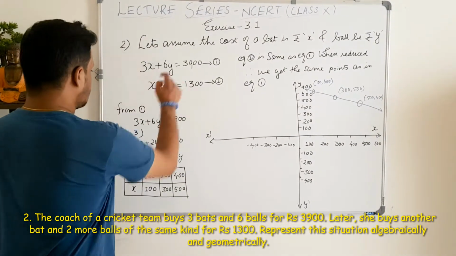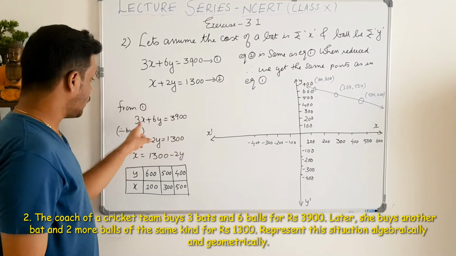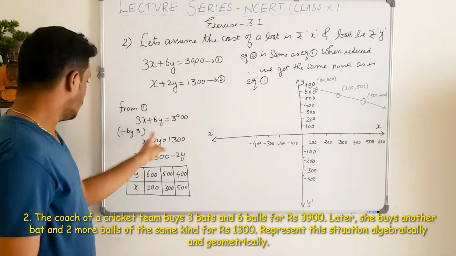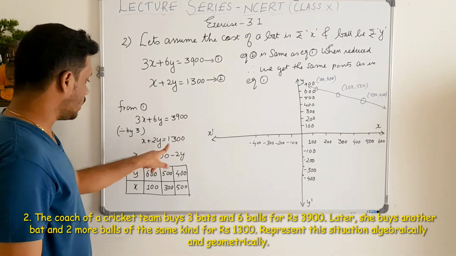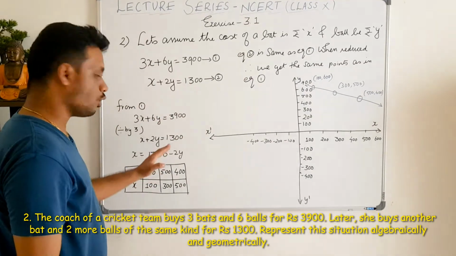So when we take the first equation, it is 3x plus 6y equal to 3,900. If I see this equation, it is divisible by 3. All the 3 coefficients can be divided by 3. So when I divide it by 3, I get x plus 2y equal to 1,300. So this becomes my new first equation for drawing the graph.